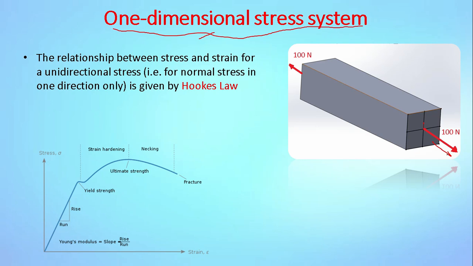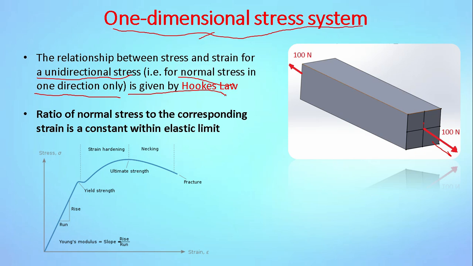Now we will see Hooke's law, the relationship between stress and strain for unidirectional stress, that is for normal stress in one direction only. Hooke's law states that the ratio of normal stress to the corresponding strain is constant within elastic limit.